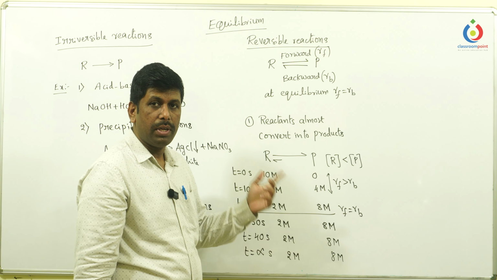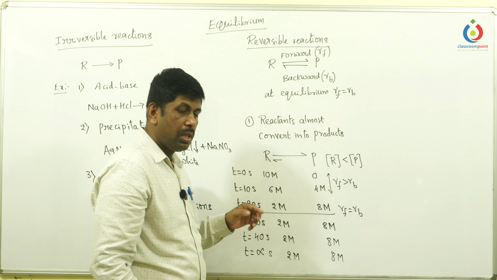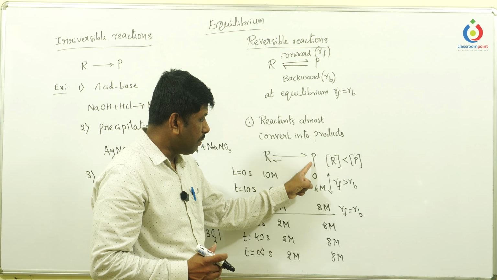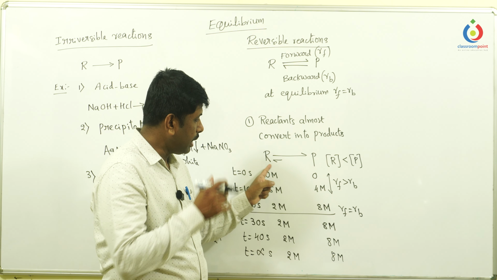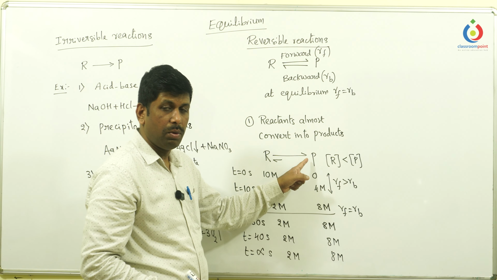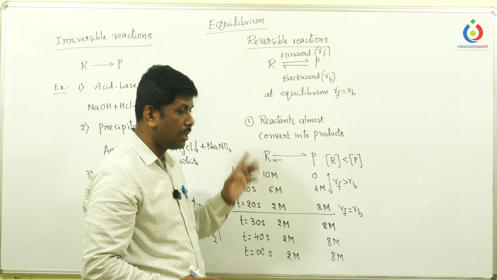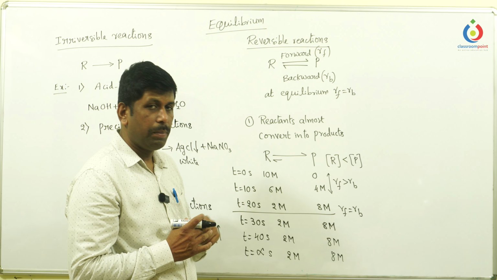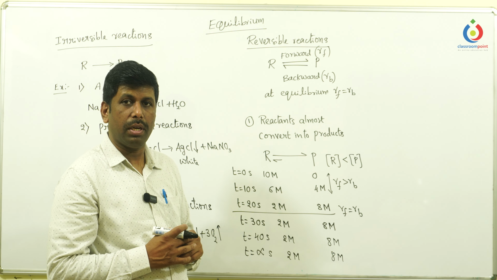At the start there is a difference in the rates, but from now onwards they have equal rates. That means the rate of conversion of the products to the reactants becomes equal only when this much concentration of products and this much concentration of reactants are present in the reaction vessel. Otherwise, for this type of reaction, equilibrium cannot be achieved.